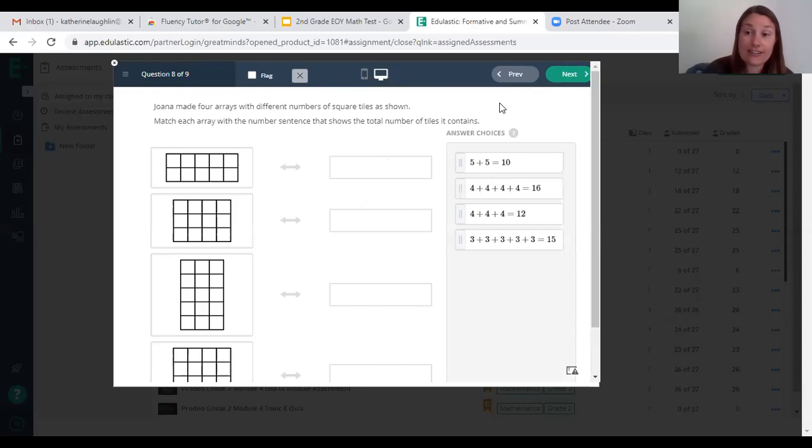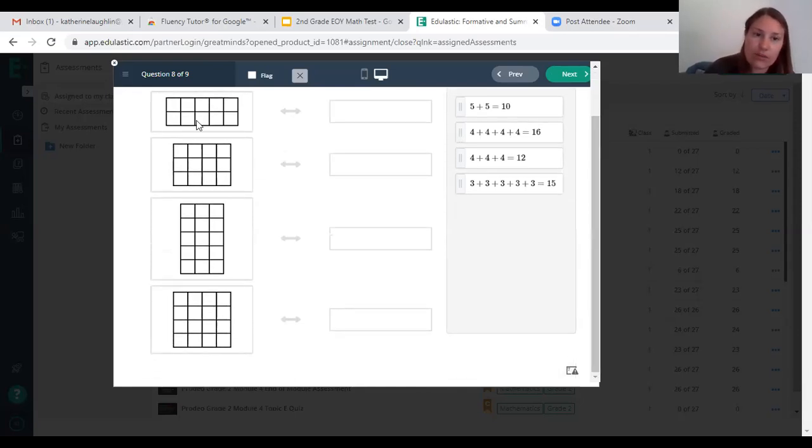Okay, question 8. Joanna made 4 arrays with different numbers of square tiles as shown. Match each array with the number sentence that shows the total number of tiles it contains. So we just did this on our last quiz talking about arrays and multiplication. So you're going to look at each array. There are 4 of them. Scroll all the way down.